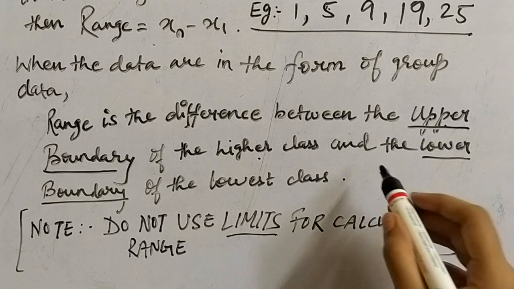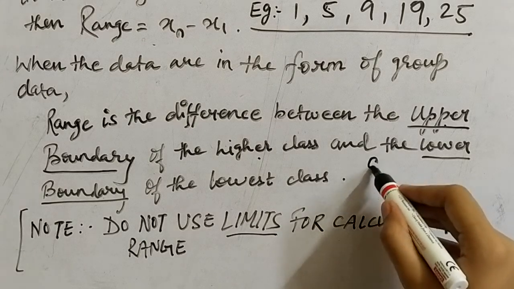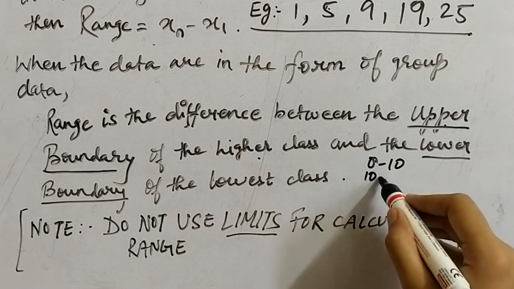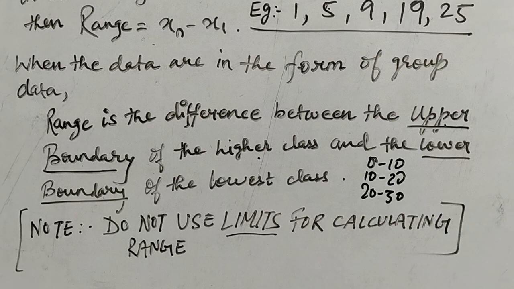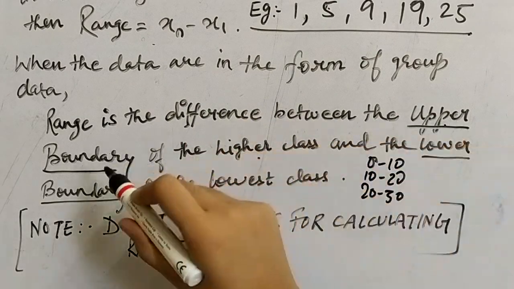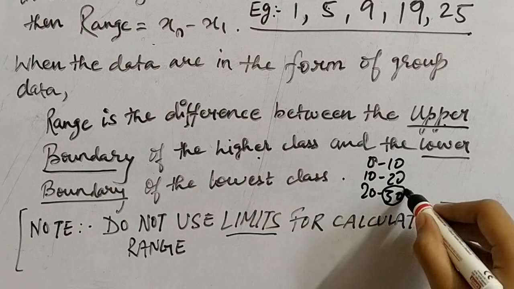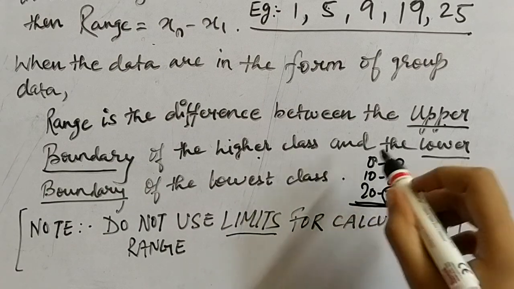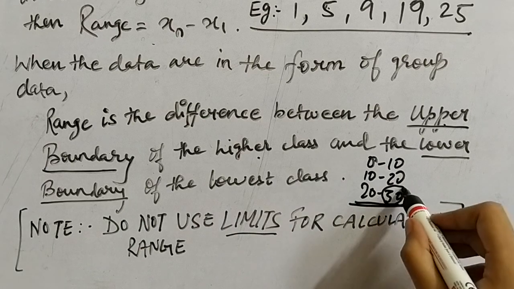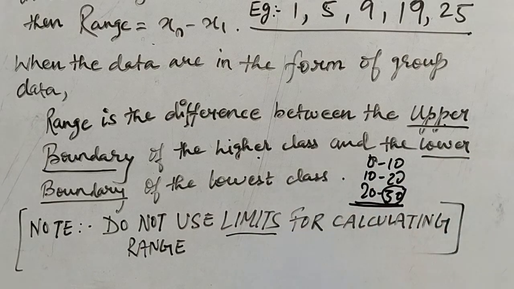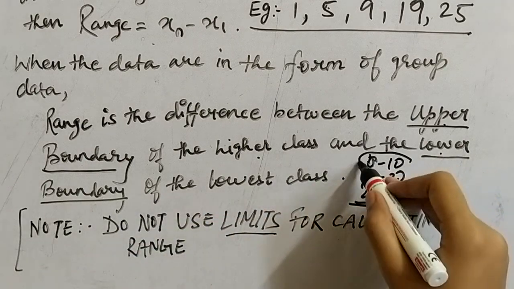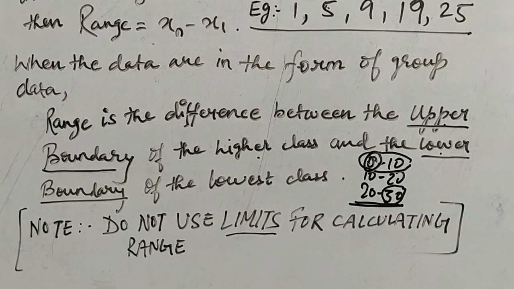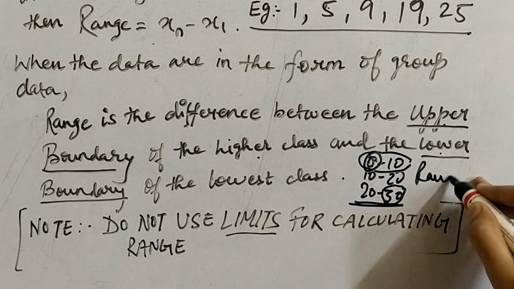Let's just suppose you have been given the class boundaries like this: 0, 10, 20, 30, that's it. So what is the range? Range is the difference between the upper boundary of the highest class, 30, and you have to subtract 0. Why 0? Because 0 is the lower boundary of the lowest class. This is the lowest class and this is the lower boundary. So here the range would be 30.